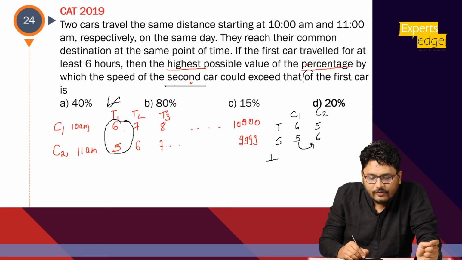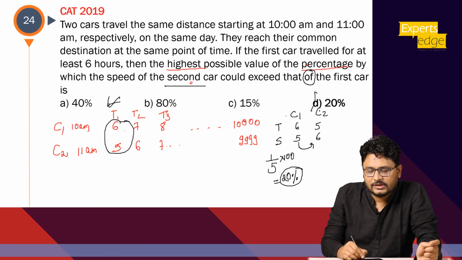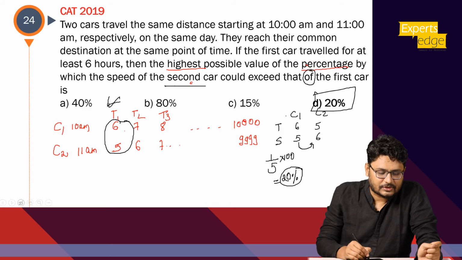That, with respect to whom? The first car. So you should divide it by 5, as I said earlier also. So 1 by 5, nothing but 20%, is the answer of this particular question. Okay, so I hope this is clear. Please revise this well. Okay, let's move to the next question now.